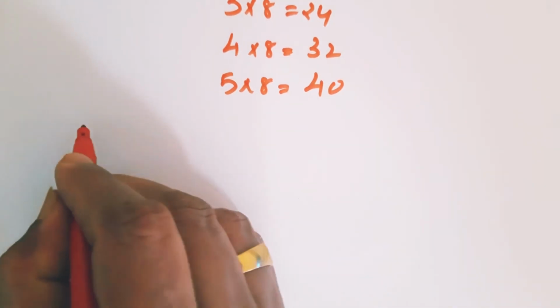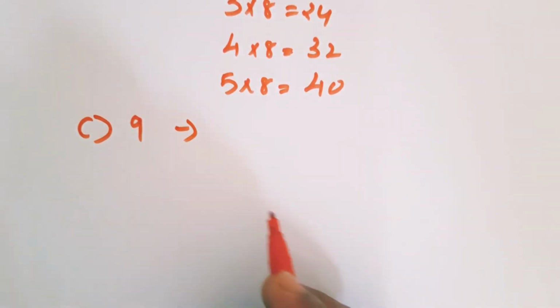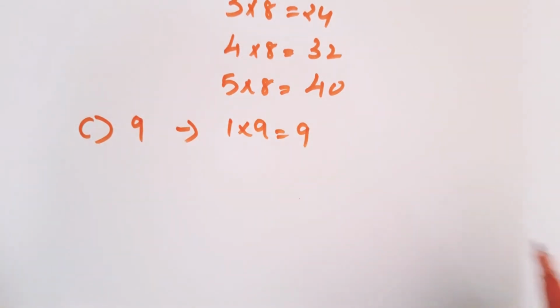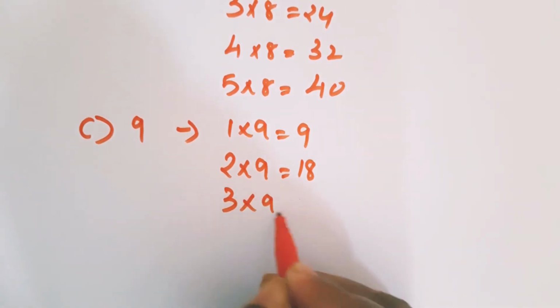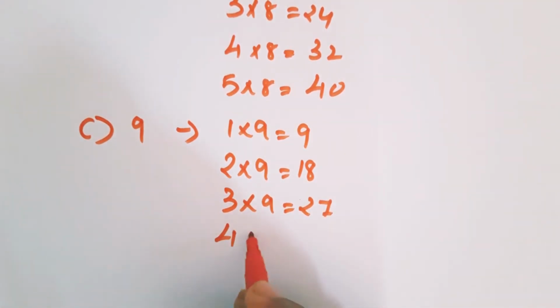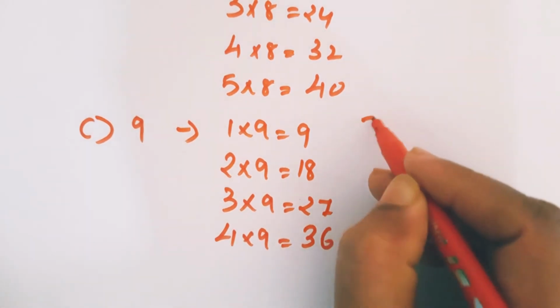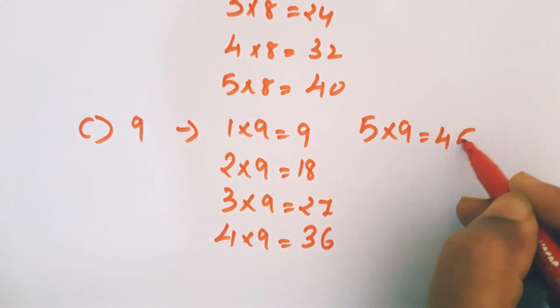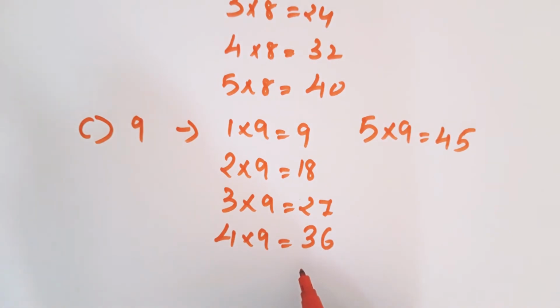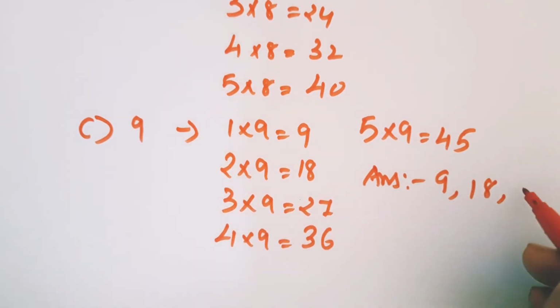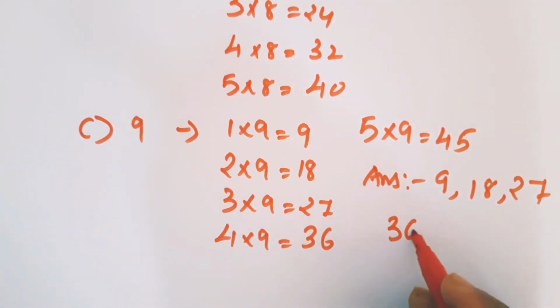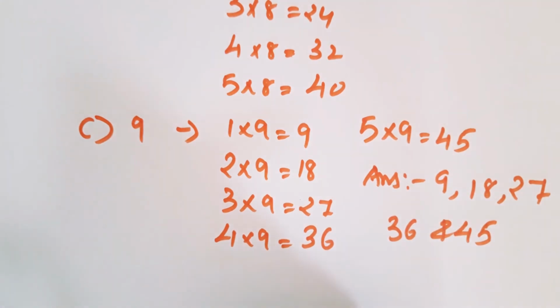Question C is 9. So when we take 9's table, 1 into 9 is equal to 9, 2 into 9 is equal to 18, 3 into 9 is equal to 27, 4 into 9 is equal to 36, 5 into 9 is equal to 45. So the first 5 multiples of 9 we got are 9, 18, 27, 36 and 45. So question number 2 has 3 parts, A, B and C. Done. Now the third question is match the following.